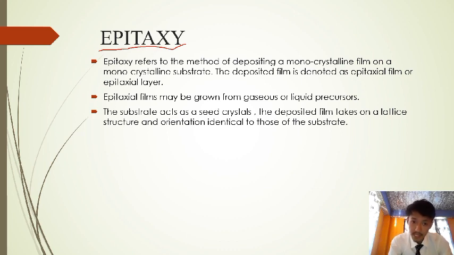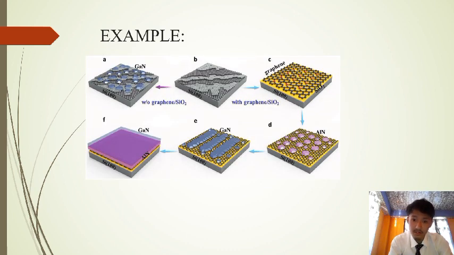So basically, epitaxy is also one of the deposition techniques, wherein we add our epitaxial film or epitaxial layer on a monocrystalline substrate. So this is also one of the deposition techniques, which is usually grown from gaseous or liquid precursors. Okay. Now this is an example of epitaxial films. As you can see, it is grown above crystals. So these are the epitaxial films. This is a perfect example.